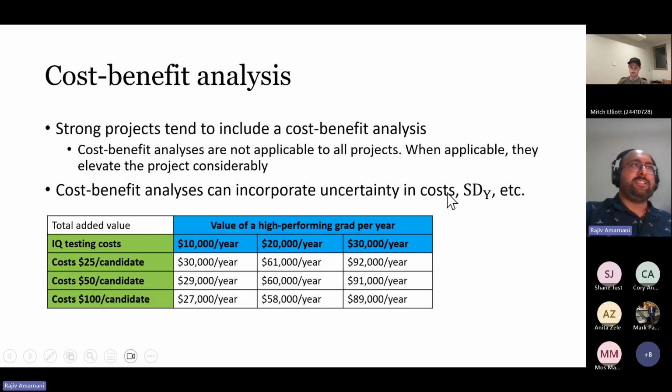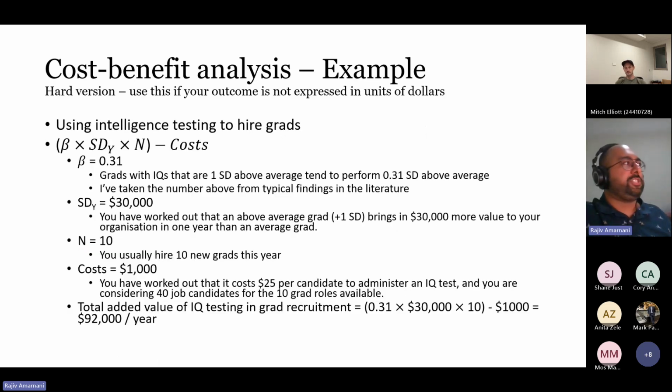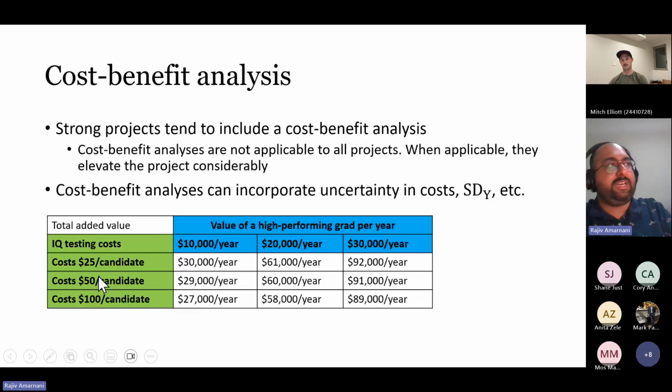And you can incorporate uncertainty. Like, what is the value of a high-performing grad? Maybe it's not $30,000. Maybe it's only $10,000. Or maybe the cost is an underestimate. Maybe it's actually 4 times more expensive, $100 a candidate. And then you can show that the benefit varies from $27,000 a year to $92,000 a year, depending on the assumptions that you make. You can make assumptions about what the beta is, about any number of things, and incorporate them into your cost benefit or utility analysis.